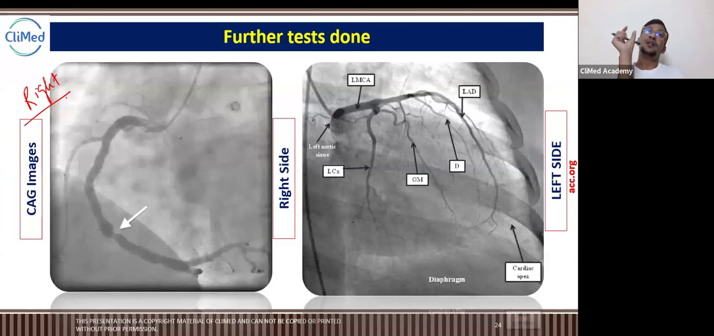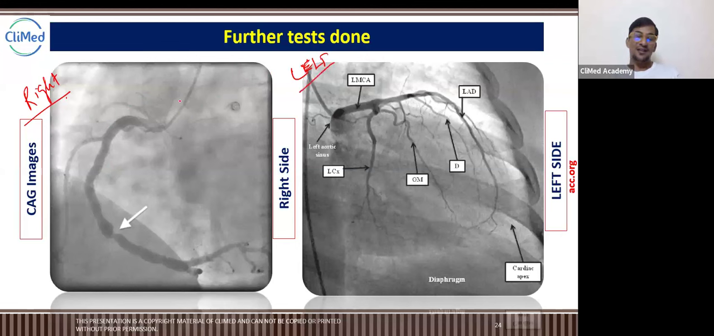Where is little flow, or where is partial flow, or where is complete flow, or complete blocking of the flow? Where is the complete blockage of the flow? So here in this CAG on the screen, we can show the right side and the left side. Okay, this is the left side.